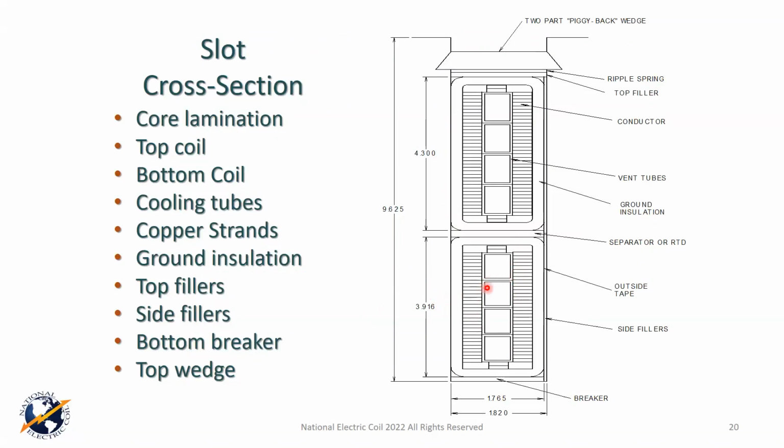I would hope that you would also tell me, well, it's a Roebel bar, and we know that because we got 2 strands on the top, 2 strands on the bottom. That would be the Roebel transposition, and they're transposing 2 in hand, or 2 strands at a time, in both the top and the bottom coil.